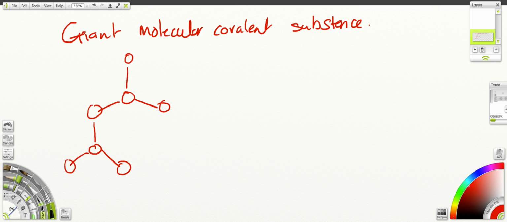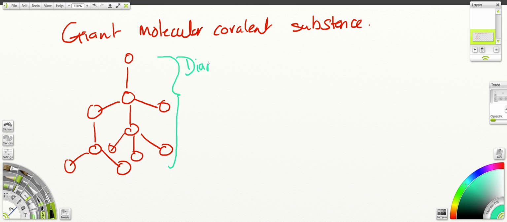So they all have 4 bonds each. I'm getting lost in my drawing. If you take this one here, it's got four bonds: 1, 2, 3, 4. That's the simplest way I can draw it. Now, what is this, guys? This is a giant molecular covalent structure. This is actually diamond.